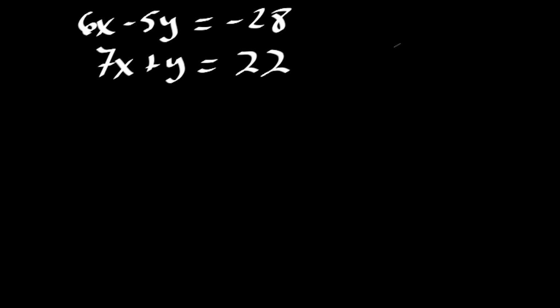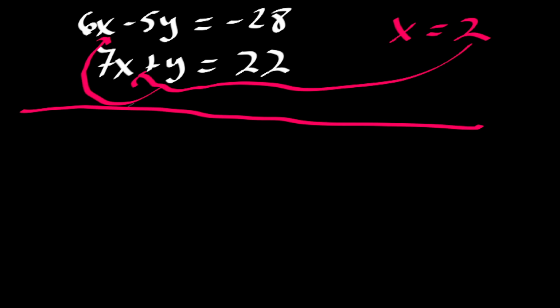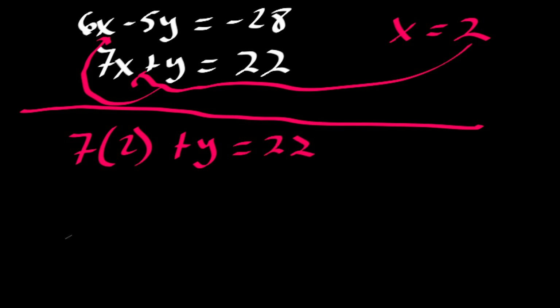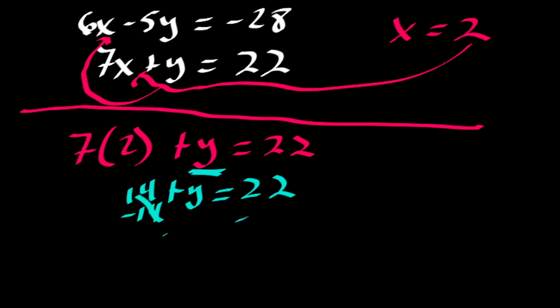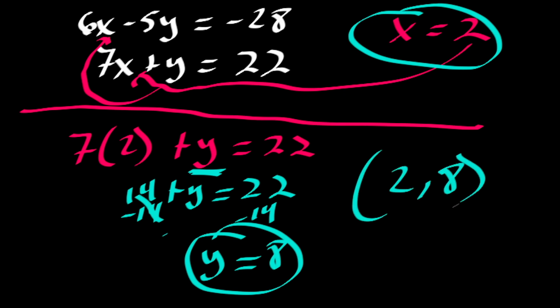And now over here we can say, okay, x is equal to 2. So I can either replace this x value with 2 or this x value with 2. It doesn't matter. In this case, I'd probably pick the second equation again. So 7 times 2 plus y equals 22. And now you can see we're going to solve for y here. So this would be 14 plus y equals 22. And then we're going to say minus 14 minus 14. So y is equal to, it should be 8. All right, so now we have our two values. And then we would want to write this as an ordered pair, 2, 8.